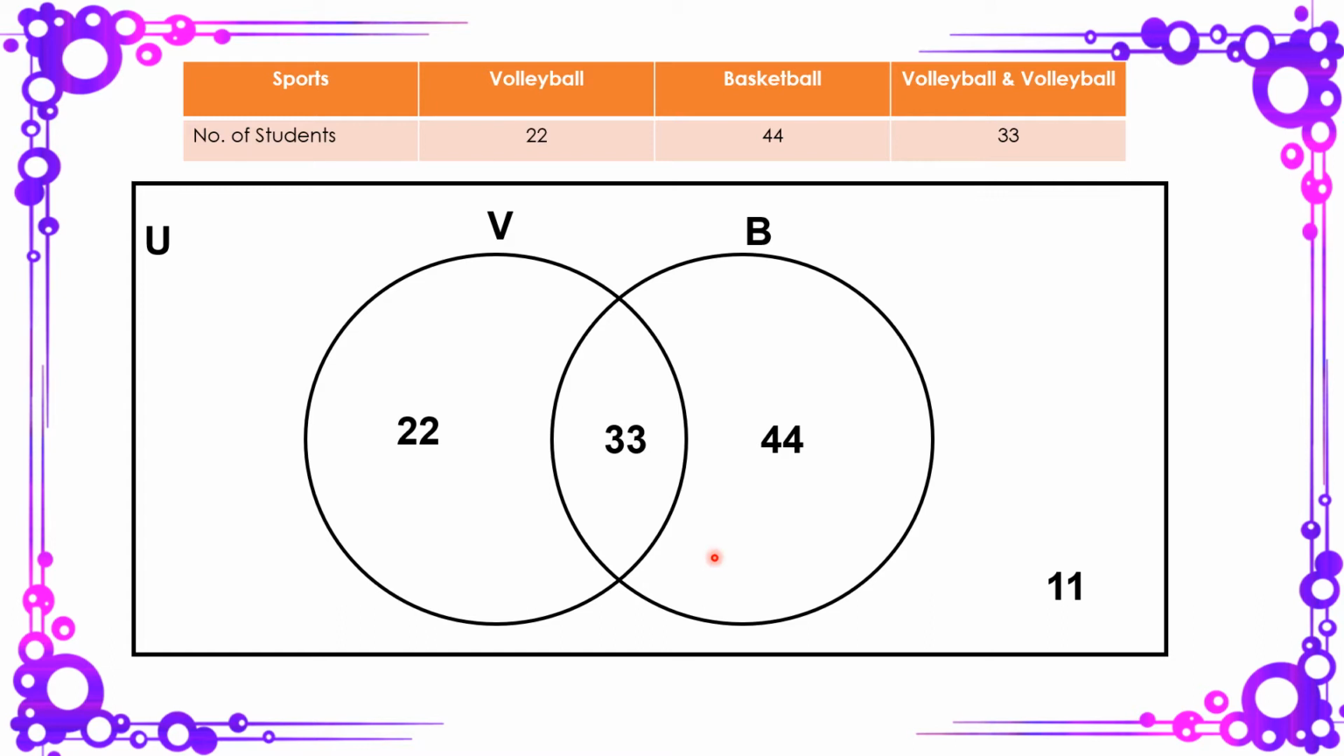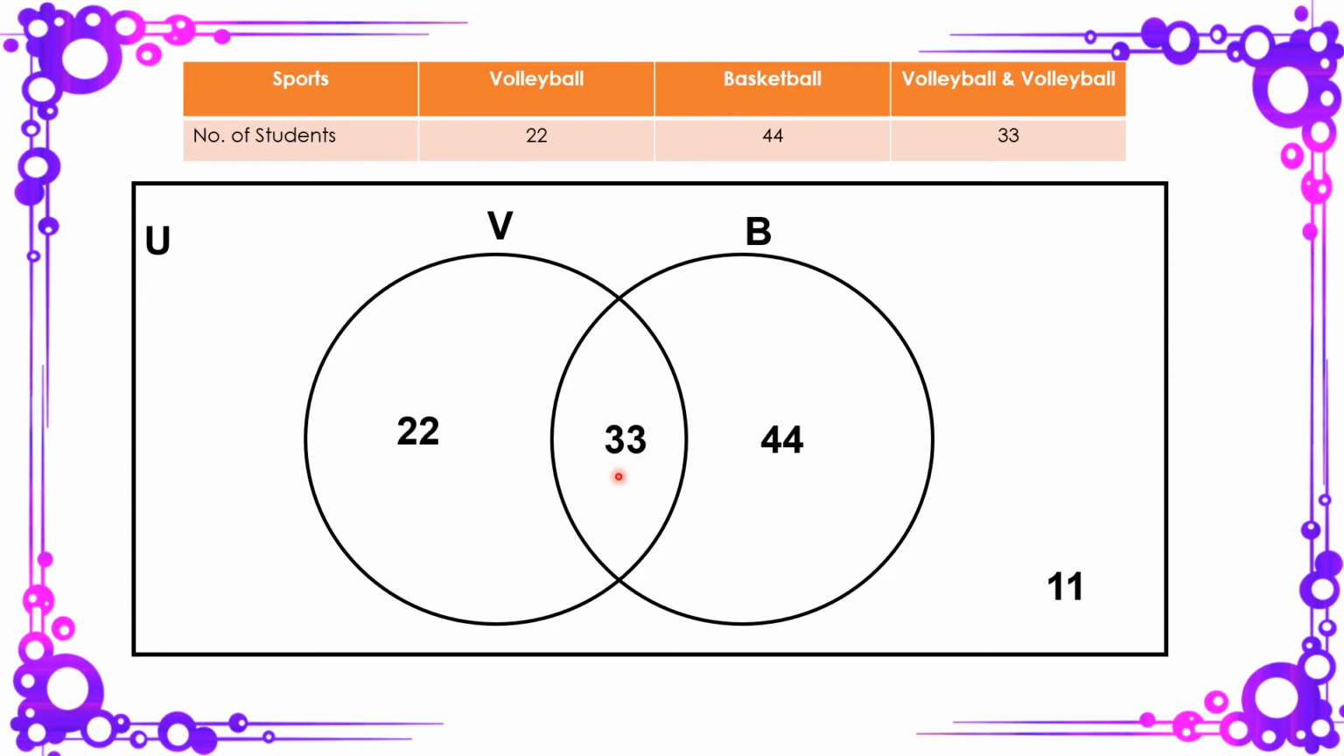So using our Venn diagram, you see here that in our first circle, 22 for volleyball, letter V of course, to indicate that this is the volleyball. And for letter B, this is for basketball, 44 students. And you see here in the overlapping circles, volleyball and basketball, we write here number 33.